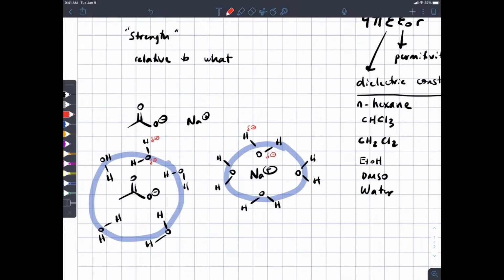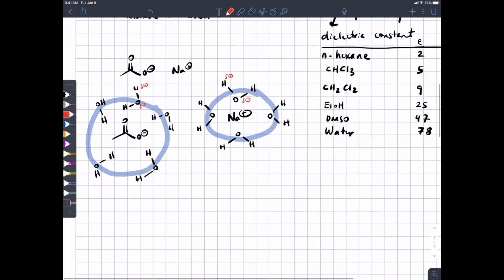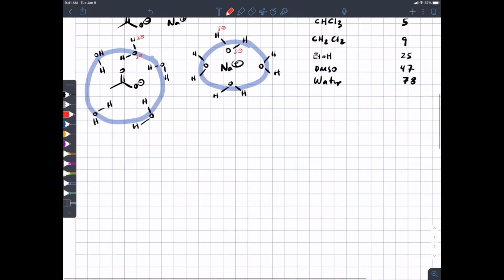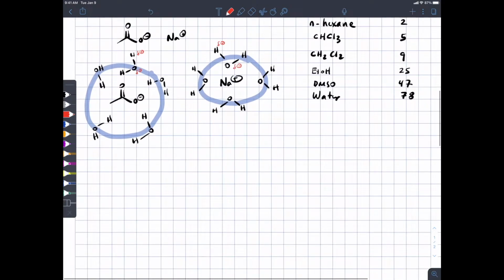A biological example of a place, well, there are some polymers where if you have enough negative charges close together, you can increase the strength of ion pairs. So what I'm going to draw for you now is a polymer that's sort of based on sodium acetate. It's called sodium polyacrylate. This is in diapers.